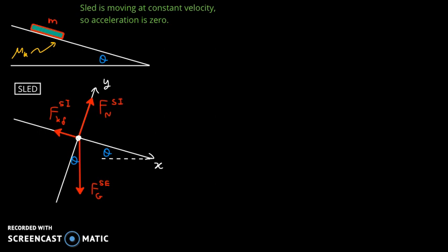Now, which forces will be in my force equation for that one? Kinetic friction force will be included because it's on the x-axis. Normal force will not be included because it's on the y-axis, so it doesn't have any x component. And the gravitational force will be included in my force equation for the x direction, but we will include its x component. So I am representing the x component of F sub g using this green line.